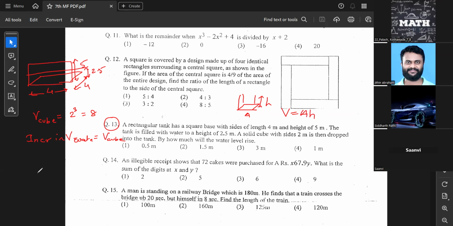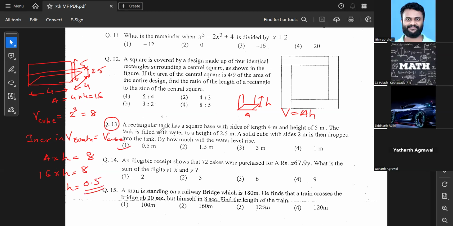Simple logic. In this case, the increase in volume is nothing but area of base multiplied by height, which is equal to the volume of the cube, which is 8. The area of base in this case is nothing but 16. Why 16? It's 4 multiplied by 4. So 16 multiplied by height is equal to 8, which means height will be equal to 8 upon 16. That is 0.5. Your answer is 0.5.